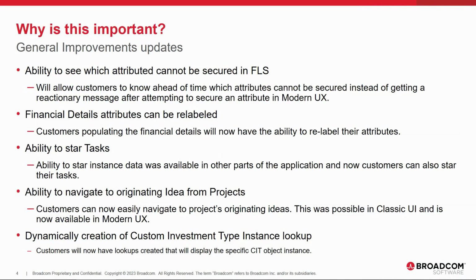The financial details object was not available in the field level security, hence the customers were not able to relabel the attributes for those details. So now we've exposed the financial details object in field level security, allowing the customers to relabel their attributes. Task was one area where the star capability was missing, and customers that have gotten accustomed to being able to star specific instances of different objects wanted the same capability in task, and now we have that capability available.